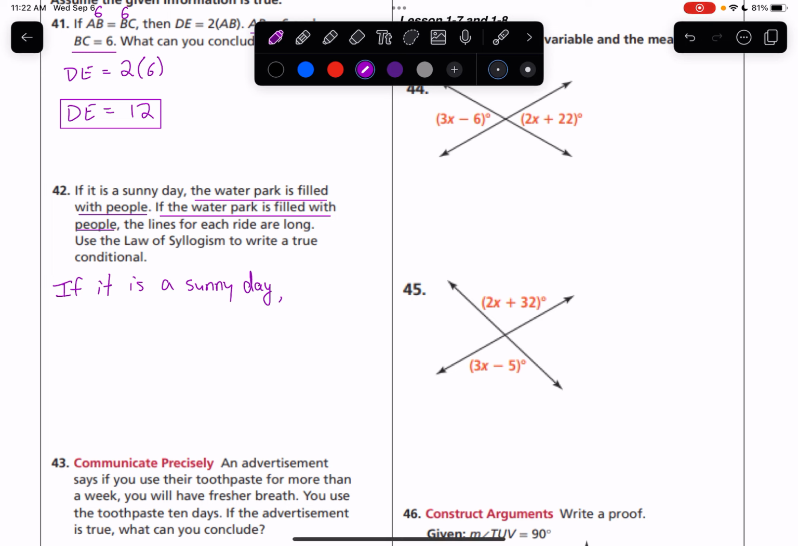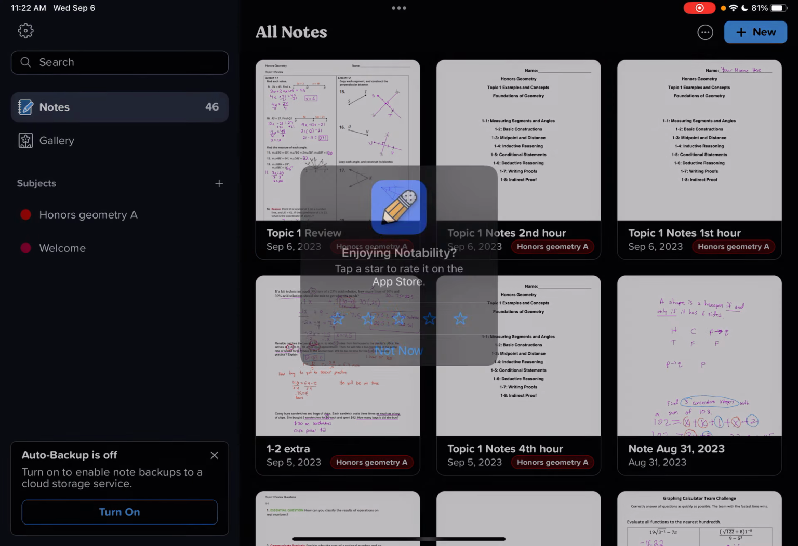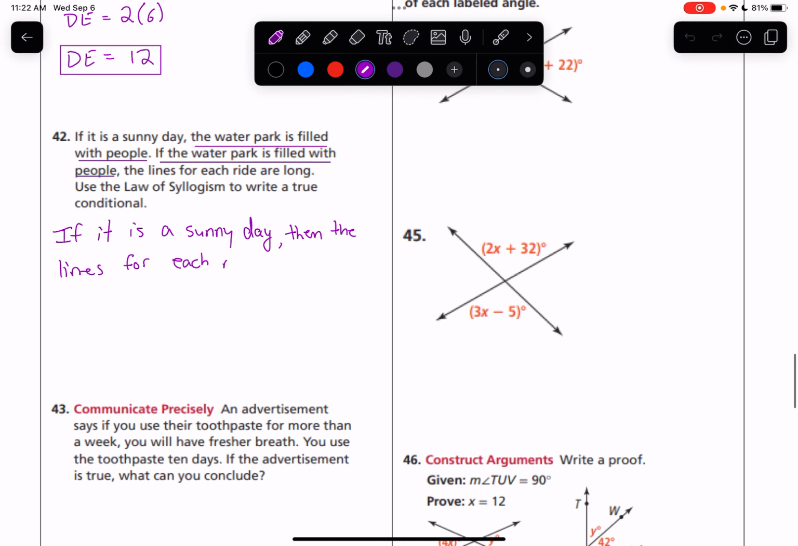and the last conclusion, then the lines for each ride are long. And I've put that together using the law of syllogism.